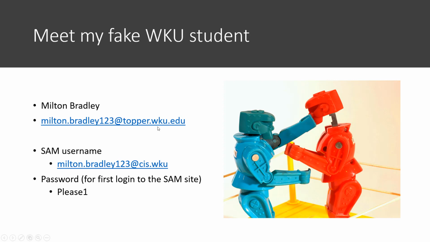Milton Bradley's email address at WKU would be milton.bradley123@topper.wku.edu. That's important, because the SAM username for Milton Bradley would then be what you see right there. I'm the guy who makes your SAM accounts, and I'm the guy that creates your SAM passwords, at least the initial one that you use to log into the site. I know this for a fact because I'm the one who makes them. I take your WKU email address, I drop the topper.wku.edu, and I replace it with cis.wku. That is your username. The first time you log in, the password will be please1 with a capital P.